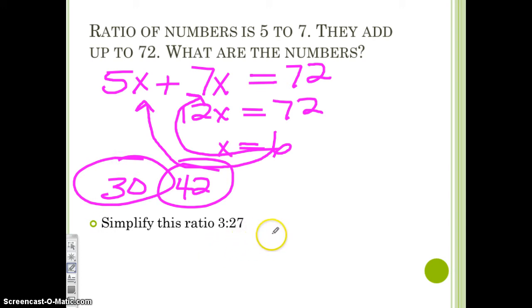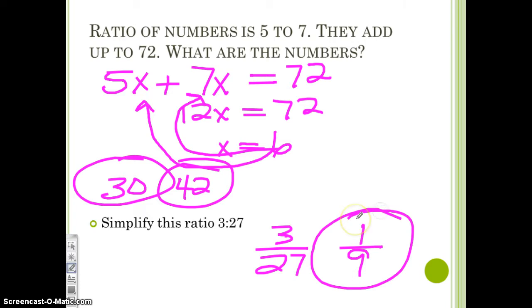If we have a ratio 3 to 27, you need to be able to simplify it. What is a whole number other than 1 that would be able to be divided into both of these evenly? Obviously 2 won't work, but 3 will. 3 divided by 3 goes in there 1 time. 27 divided by 3 goes in there 9 times. The simplified ratio is 1/9.